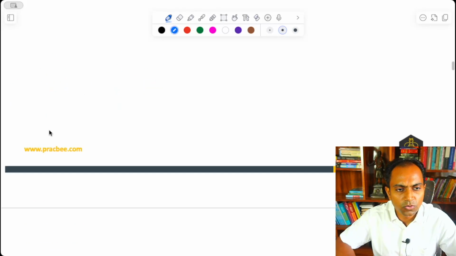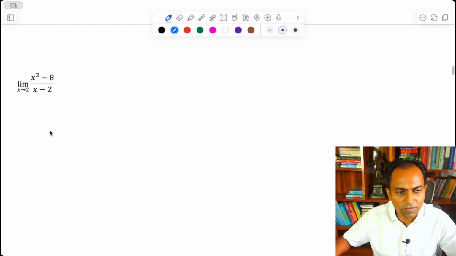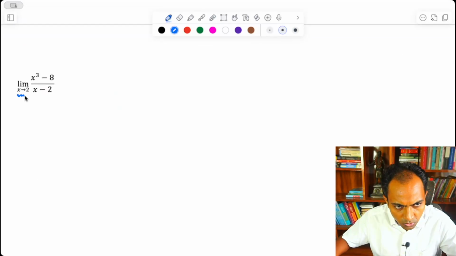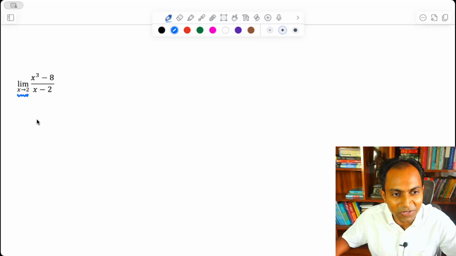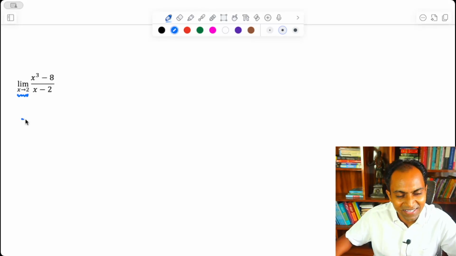Now if I change the question, and here instead of limit x tends to 1, I write x tends to 2, what is written here is of quite importance. You can't randomly do it. Now we will express this in the form of a standard limit and then do it. So we can write this as x cube minus 2 cube by x minus 2.